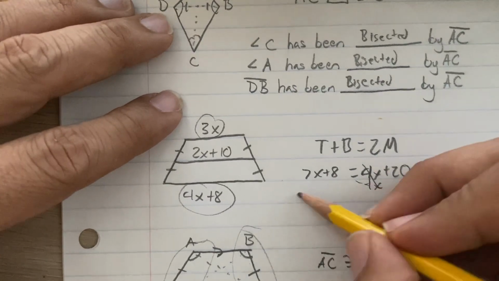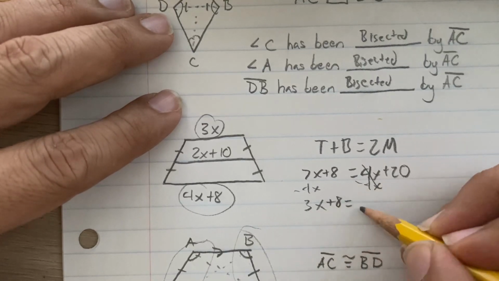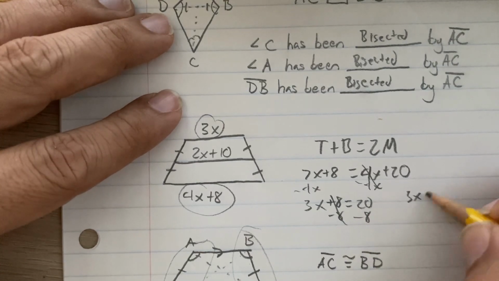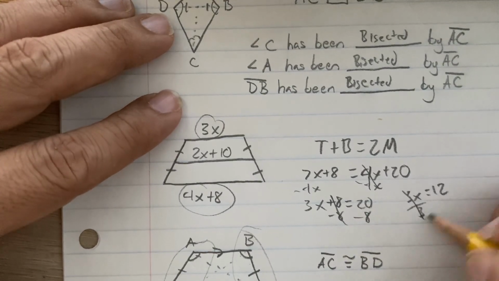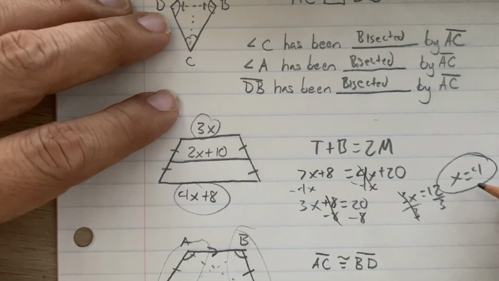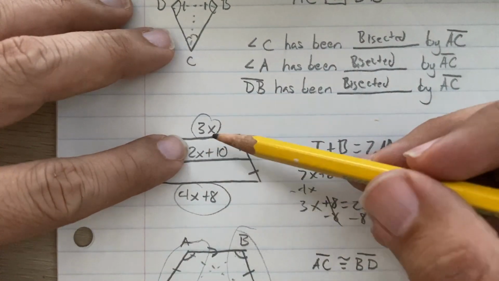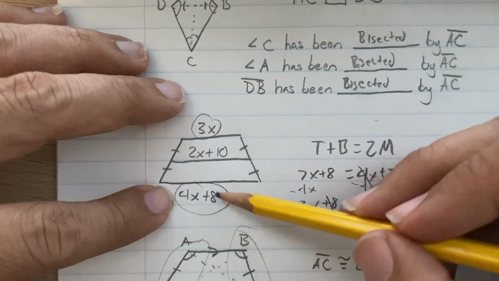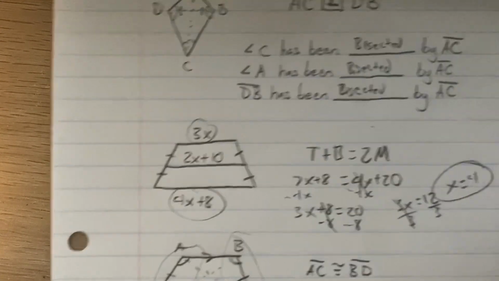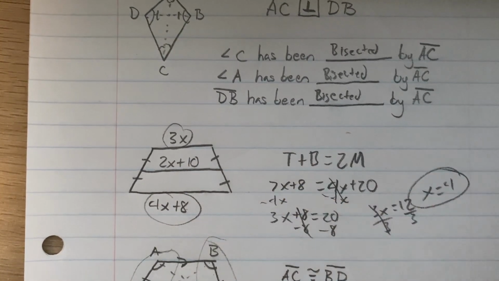Minus 4x, minus 4x. I'm left with 3x plus 8 equals 20. Minus 8, minus 8. 3x equals 12. Divide by 3, divide by 3. x equals 4. So now that I know that x equals 4, I could plug it in and figure out that this is 12, that this is going to be 18, and this is going to be 24. So make sure you pay attention to what questions you're being asked. Are you being asked what x is, or are you being asked what one of these lengths are? And that's it.